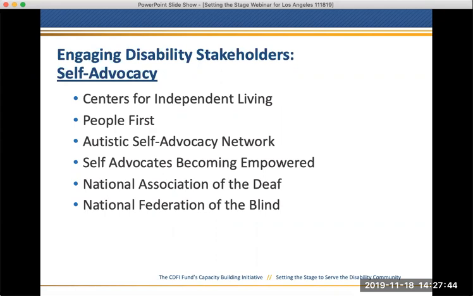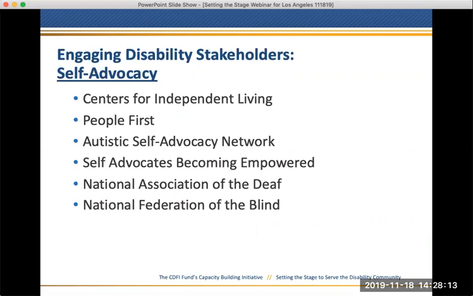Again, another example of an organization where it's consumer-run, so run by people with disabilities. Autistic Self-Advocacy Network is another example. This is a national grassroots organization run by and for people with autism. The staff supports self-advocacy and civil rights work to improve public perception of autism. Self-Advocates Becoming Empowered is another consumer-run organization that works to ensure people with disabilities are treated as equals.